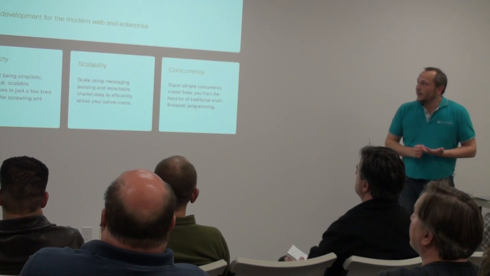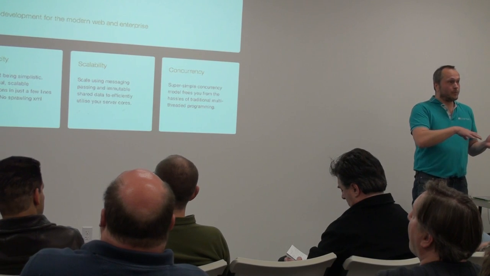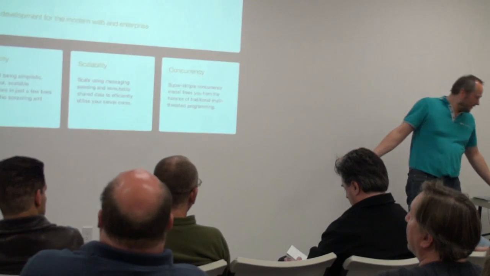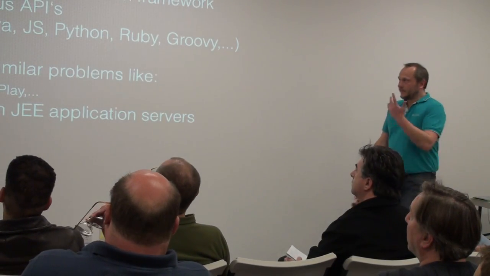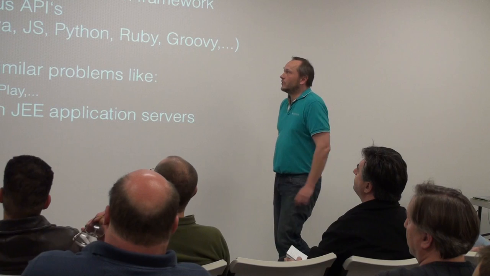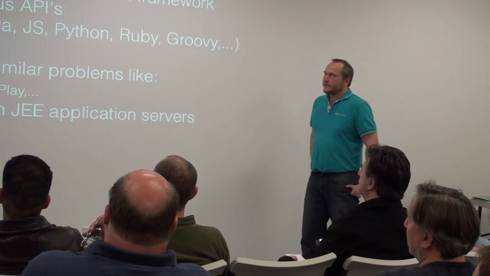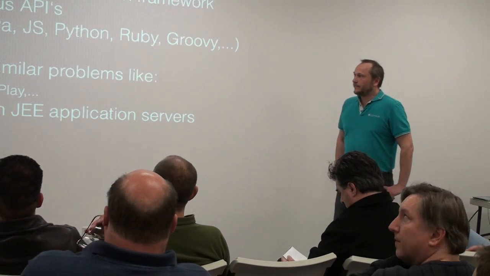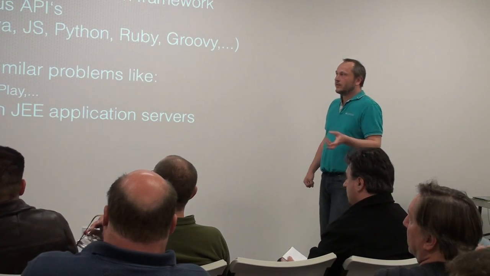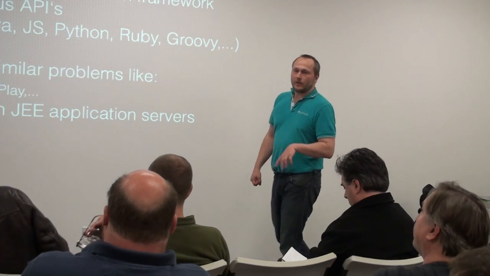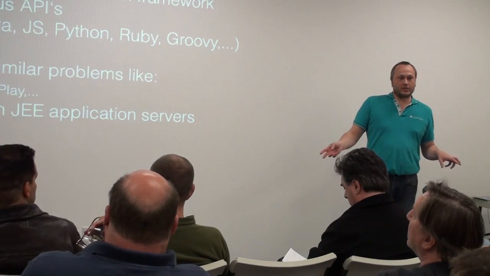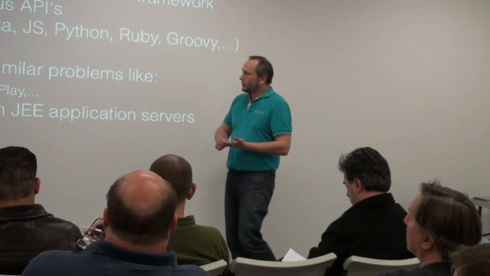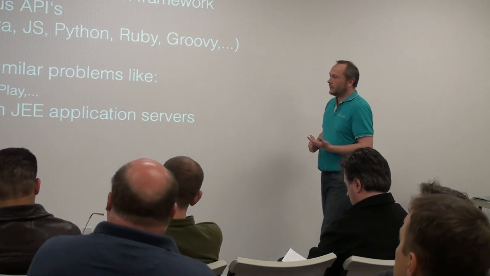The nice thing about Vert.x, and why it fits so well into the Java user group, is it's JVM based. It's a general purpose application framework. It's made up of asynchronous APIs. What that means, I will show you a little bit later. It has a polyglot approach. That means you can write your application in different languages and integrate them. At the moment supported are Java, JavaScript, Python, Ruby, and Groovy.